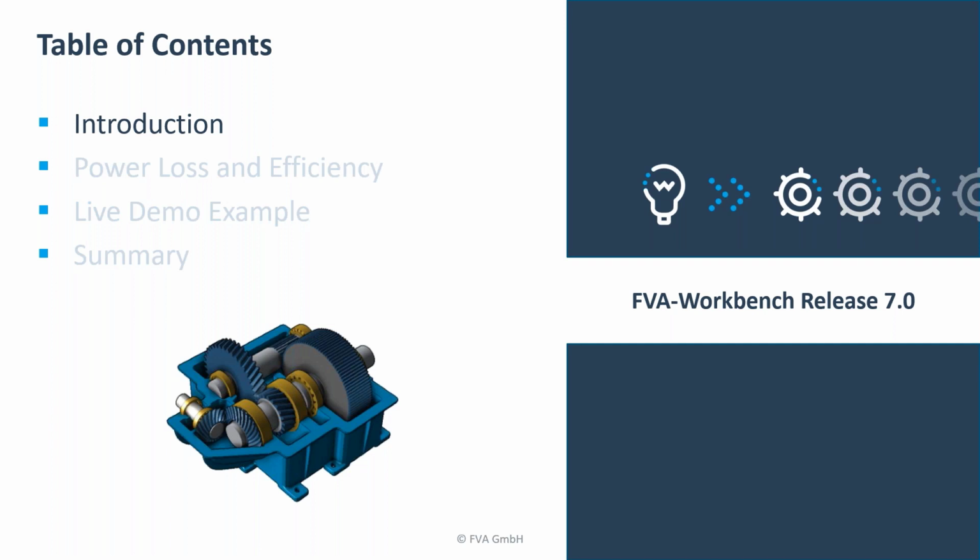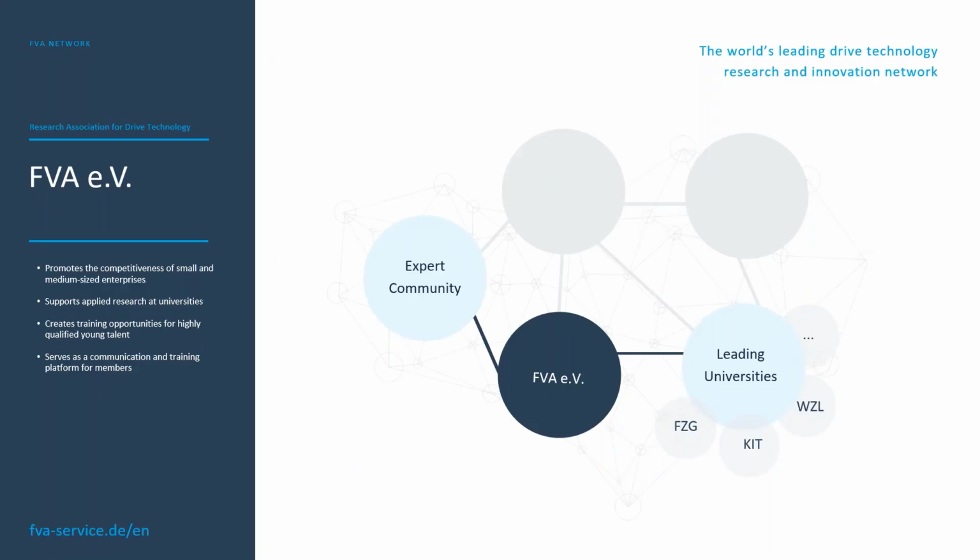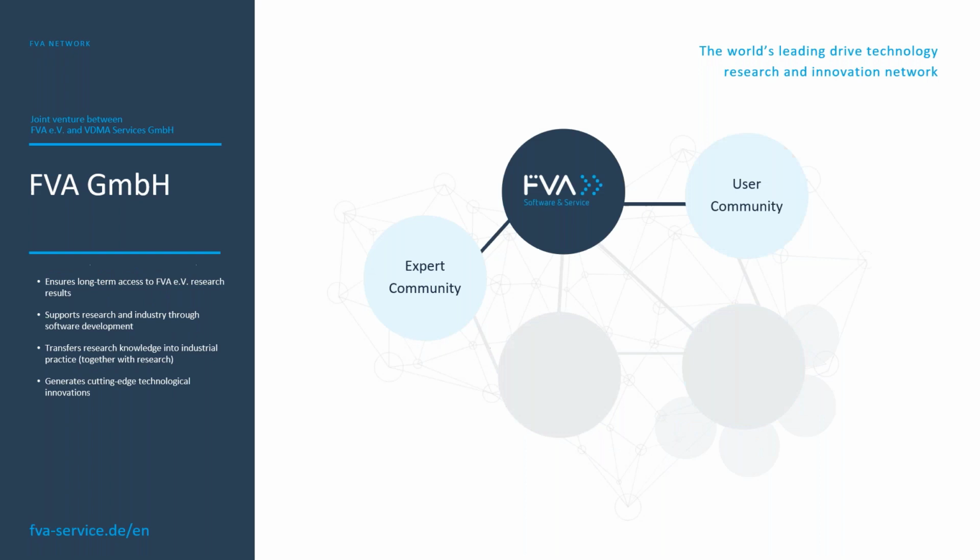We start with the introduction. The FVA is a research association for drive technology, which is a network between the industry and the top universities. It promotes the competitiveness of small and mid-sized companies. Also, it supports the applied research activities at the universities and serves as a communication and training platform for its over 300 members.